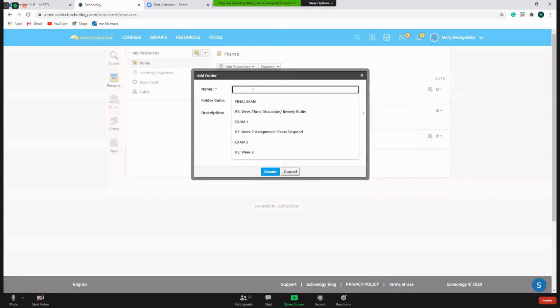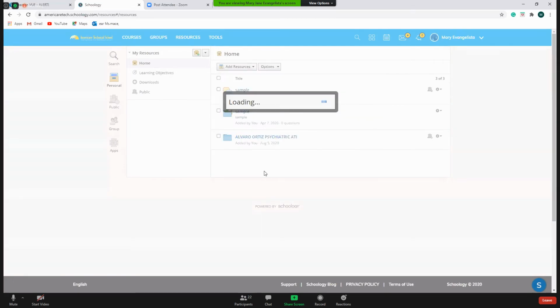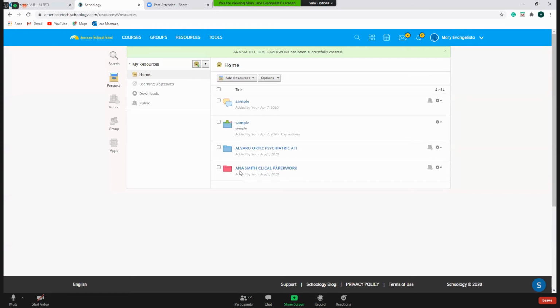For example, Anna Smith, clinical paperwork. Okay? So, in our clinical next week, you will create Anna, female, pink. Okay? Let's put a pink. So, this is your clinical file.